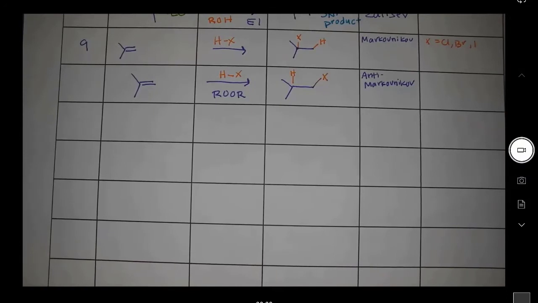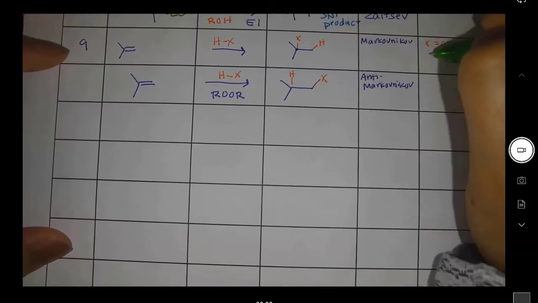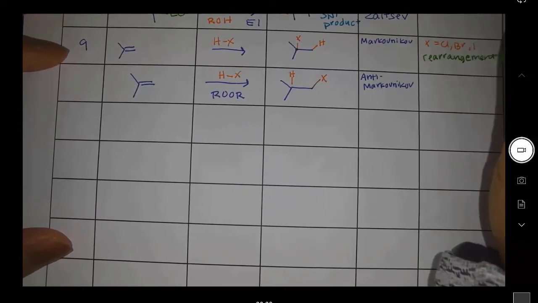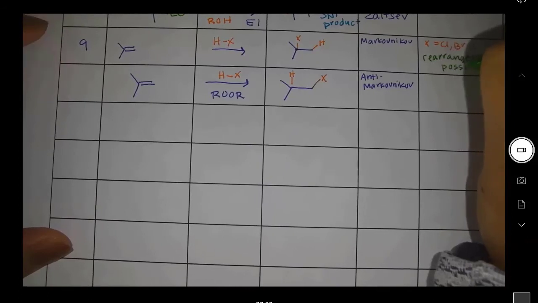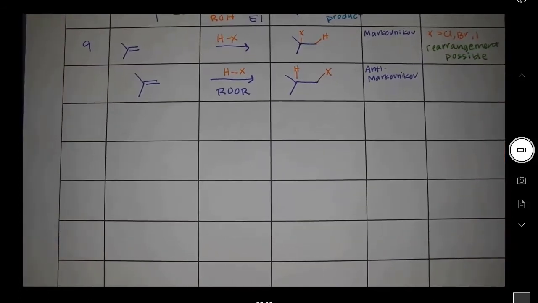Another note that I should make in the reaction we just did, the one up here, is that with the HX, there's a rearrangement possible. And that's because it goes through the carbocation. In the one with the peroxide, we won't see a rearrangement because there's no carbocation. That one goes through a radical mechanism, which we don't need to worry about right now.